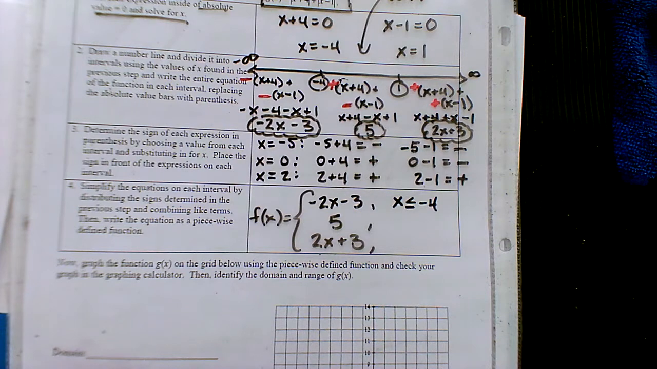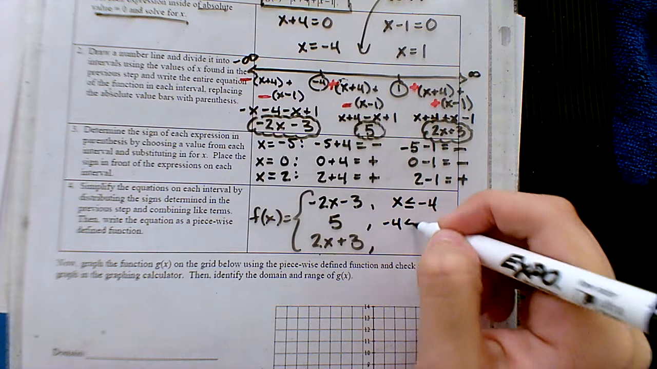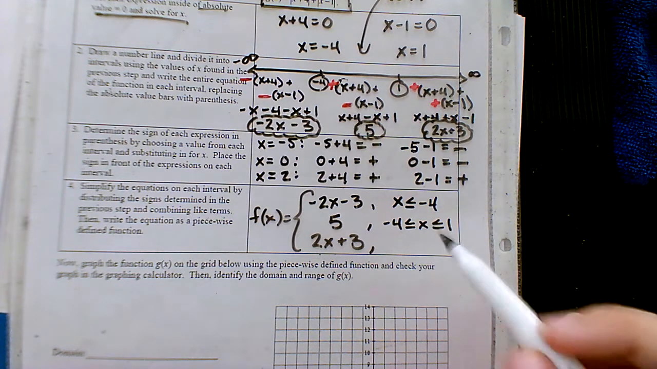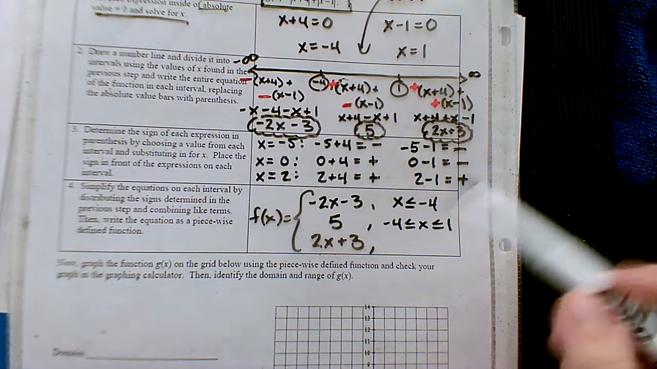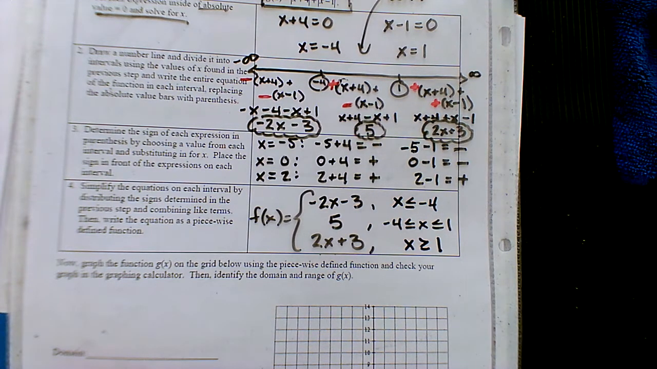Again, you can include negative 4 because that's a vertex. Okay, there's a closed circle there. 5 showed up between negative 4 and 1. Again, you can include them because we have vertices there. And the last equation showed up from 1 to infinity. So x values bigger than 1.